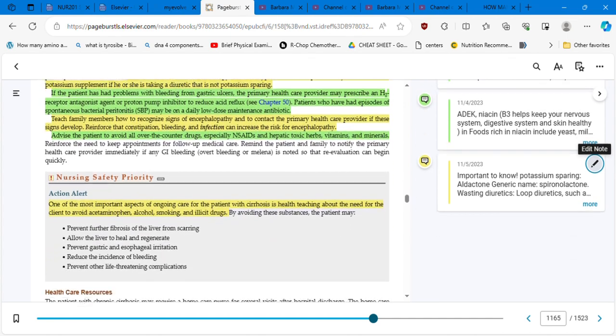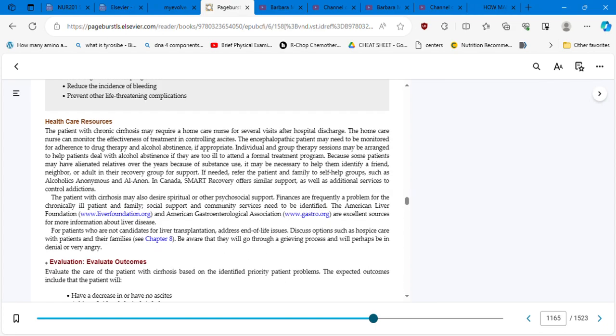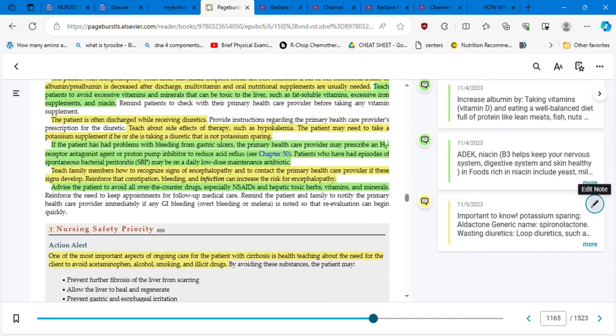Okay. Safety priority. One of the most important aspects of ongoing care for the patient with cirrhosis is health teaching about the need for the client to avoid acetaminophen, alcohol, smoking, and illicit drugs. And that's the end of cirrhosis.